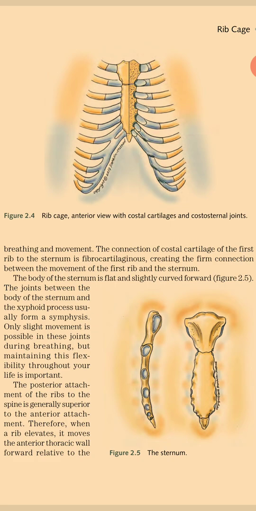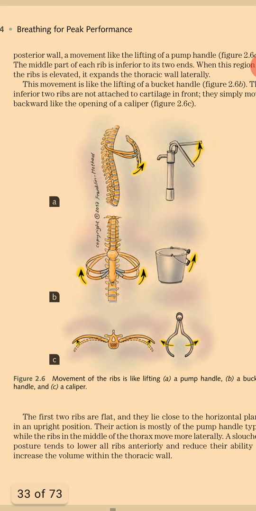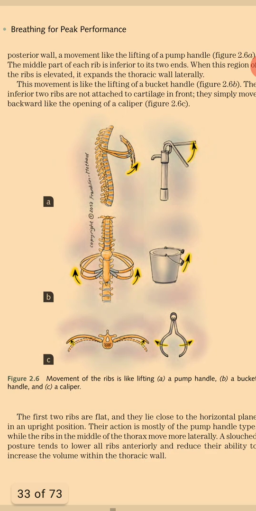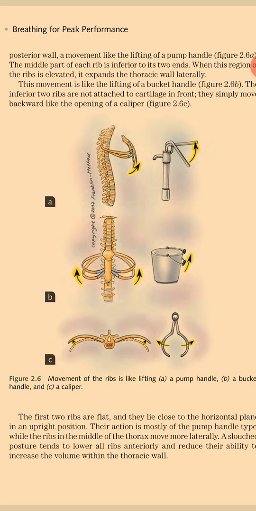The posterior attachment of the ribs to the spine is generally superior to the anterior attachment. Therefore, when a rib elevates, it moves the anterior thoracic wall forward relative to the posterior wall, a movement like the lifting of a pump handle.